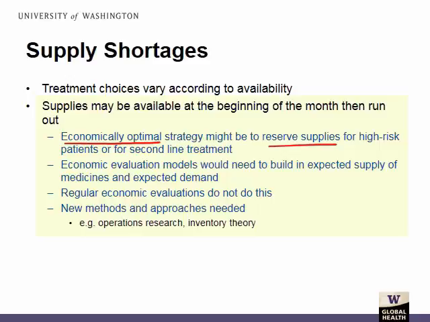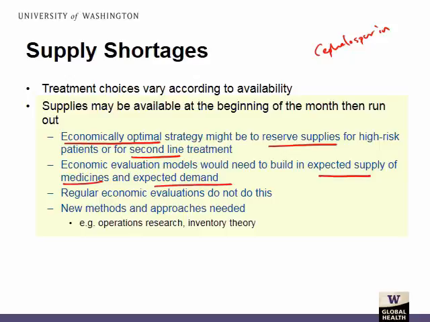So let's say you have a second-line antibiotic like a cephalosporin, you might reserve it. Instead of giving it to a patient at the beginning of the month, you might hoard it for the patient who will come, who is very sick, at the end of the month. The problem is that economic evaluation models haven't been designed to take into consideration these kinds of things. This idea of the expected supply of medicines as it relates to the expected demand. And all this, remember, is to take care of the supply shortage.